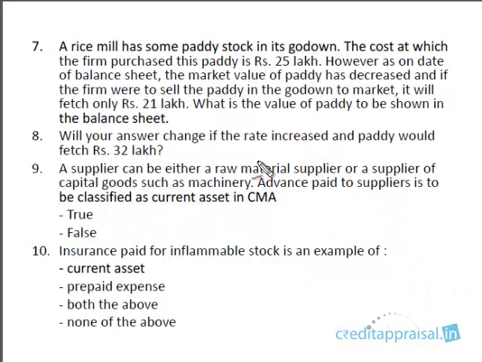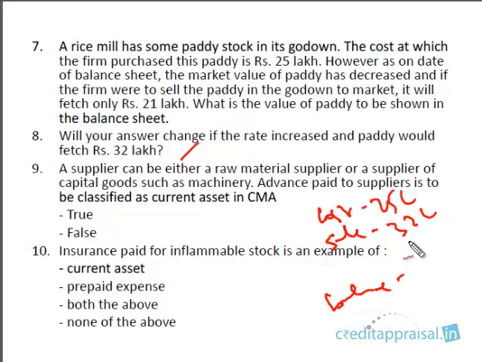The next question is, will your answer change if the rate of paddy increases to 32 lakhs? I mean, if you sell in the market today, you're going to get 32 lakhs. So will your answer change? Cost is the same, 25 lakhs. The realizable value is 32 lakhs. So in the balance sheet, are you going to show 32 lakhs just because the rate has increased? No. You're still going to show only 25 lakhs, because of the lower of cost or realizable value. In this case, the cost is 25, realizable is 32. Still the lower is 25.